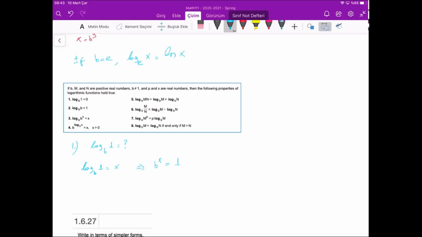But if b is 1, any x is correct. So if b is different than 1, x equals 0. The answer of this question is 0, because b is different than 1. If b is 1, the x is not important here. So for a logarithmic function, b can never be 1.